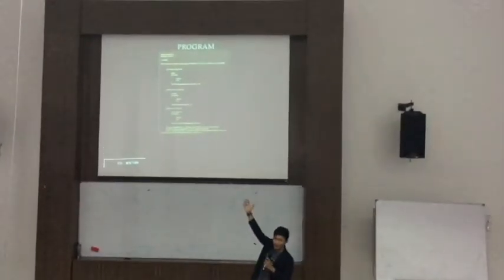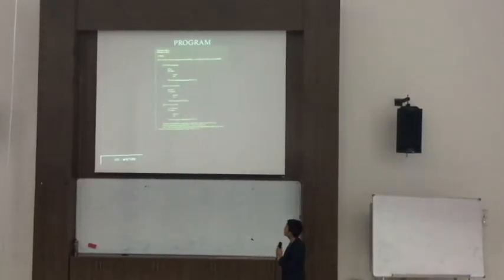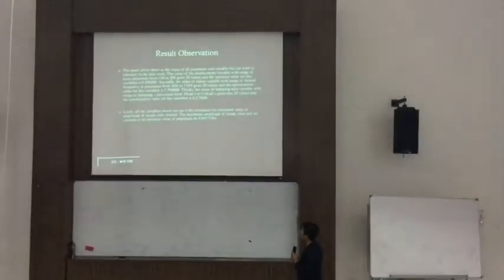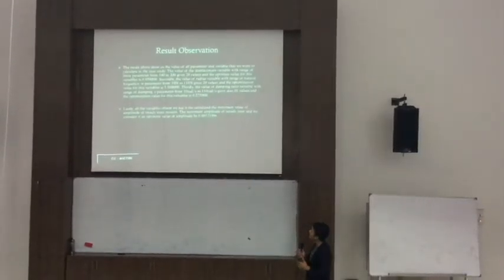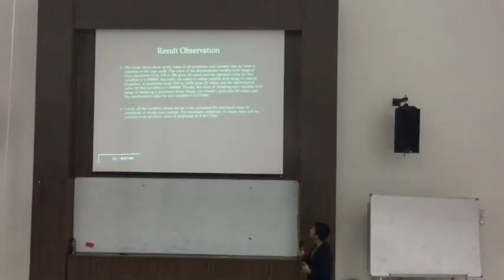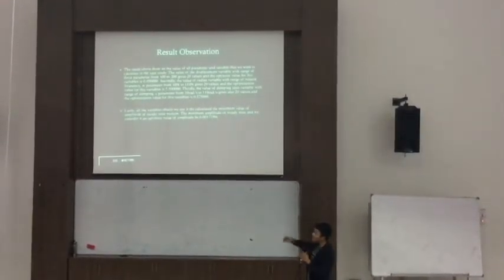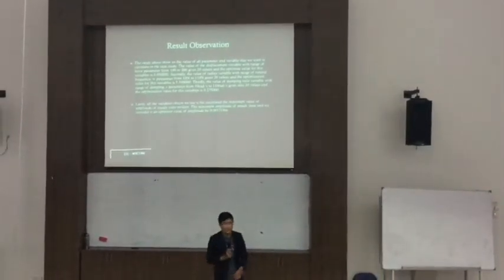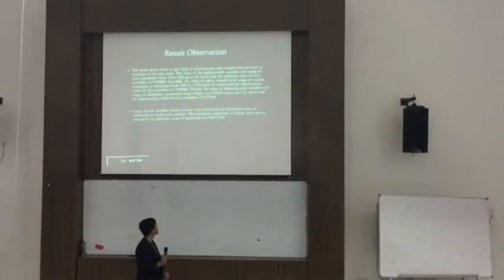This is my program, and I will show it to you later how I write my program. This is my results. This is my result observation. The result above shows us the value of all parameters and variables that we want to calculate in the case study. And this is the value. I will explain to you more details about how I get these values in the next slide.